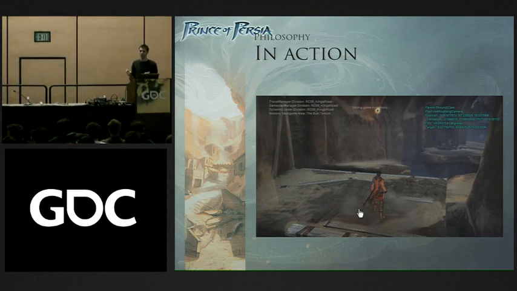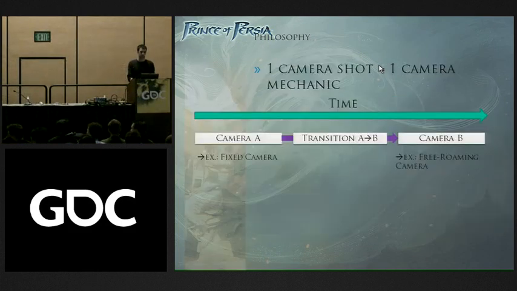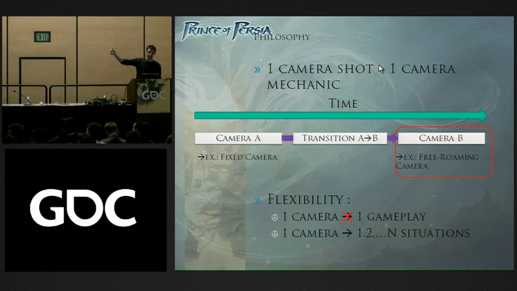So that's the granularity that we've chosen on Prince of Persia. One camera shot is one camera mechanic. This is one mechanic, this is another mechanic, and this is another one. Having this decomposition allows us to decouple the gameplay from the camera. What I mean is that with one camera mechanic, we can use it in any situation.